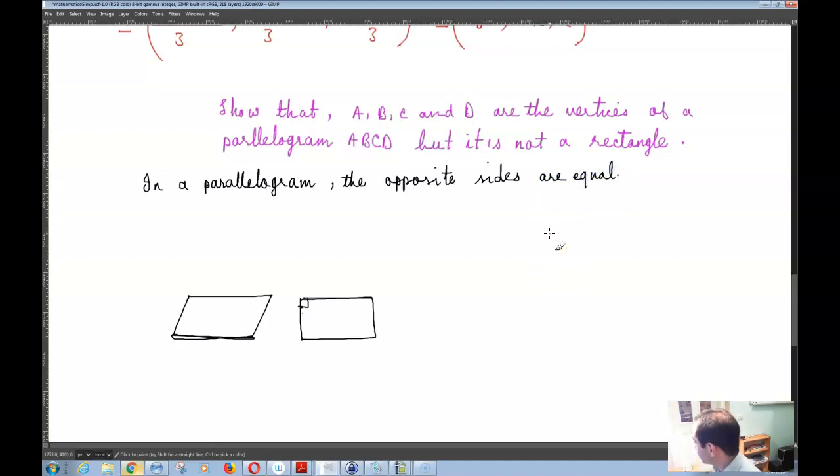Moreover, it is not a rectangle. Now in a parallelogram, the diagonals are not equal.